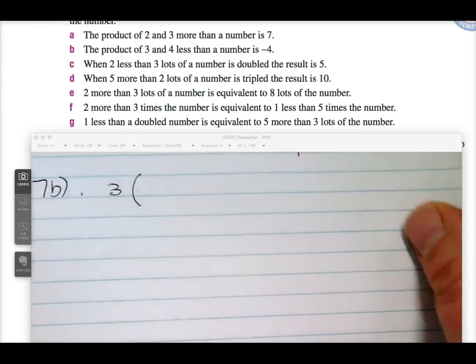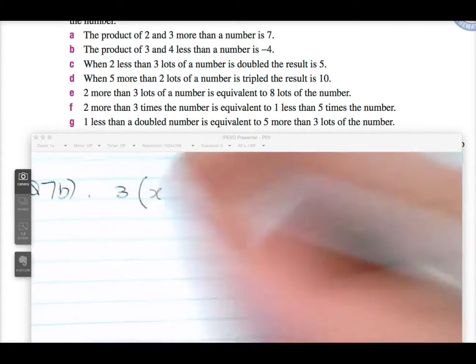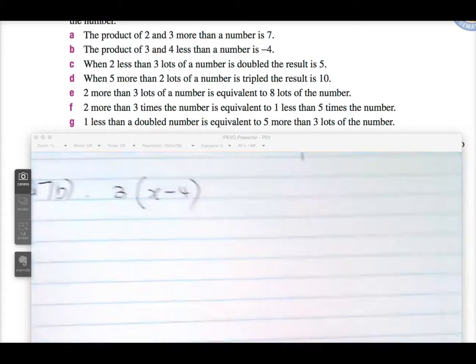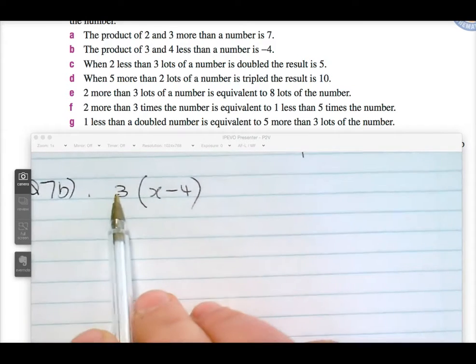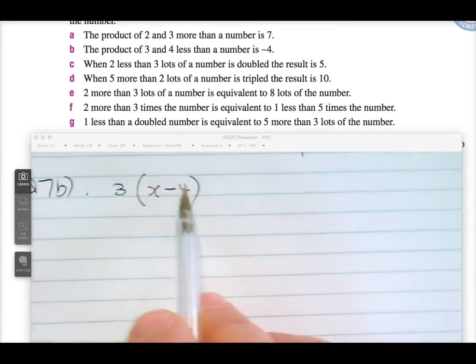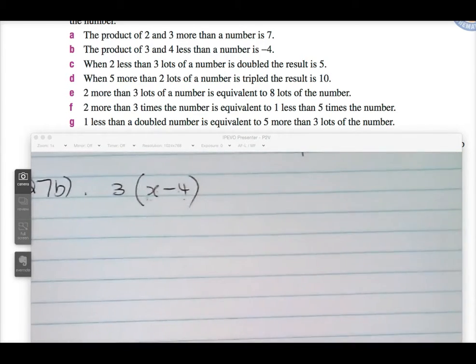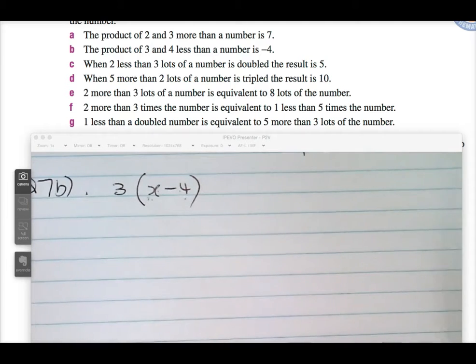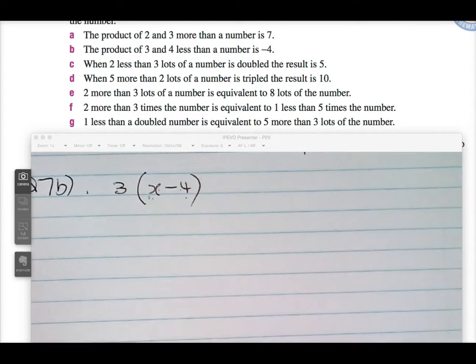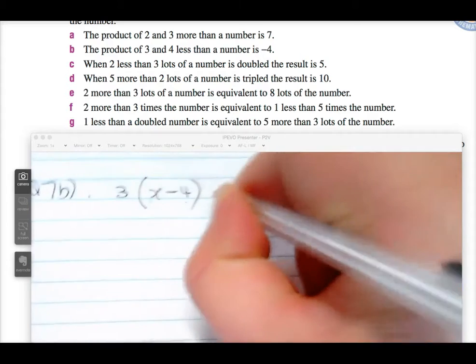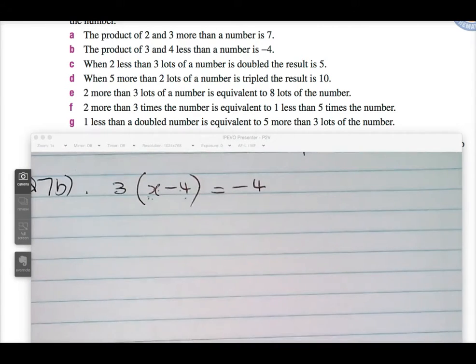4 less than the number. The number is x. X what? Minus 4. So let's have a look at what we've written. The product of 3, and this is 4 less than the number: x take away 4. Try and think of your age. 4 years younger than me, 4 less than my age. It would be your age minus 4. Equals negative 4. Solve.